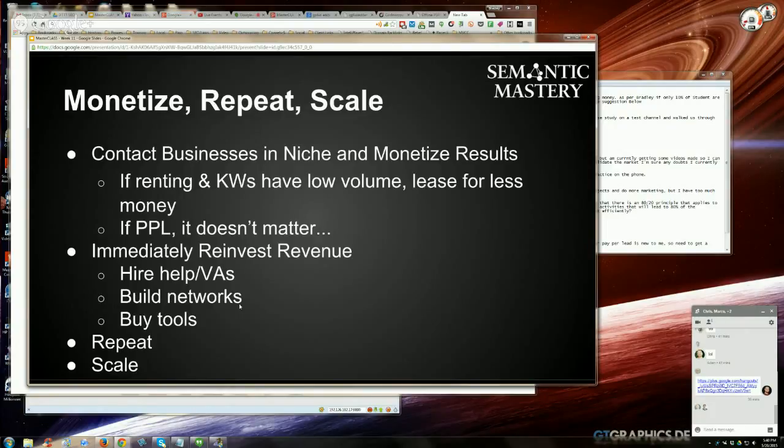So reinvest the revenue that you start generating from your business immediately back in your business. I know it's nice to take some of that money and do what you want with it because you just made it. But the thing is you limit your ability to grow if you do that. If you reinvest your money back into your business, you can grow much, much faster. You'll realize a much higher level of income much sooner. Once again, repeat and scale, right?